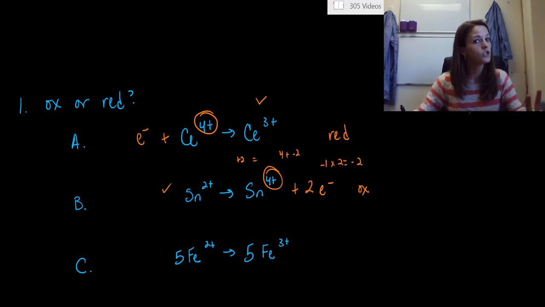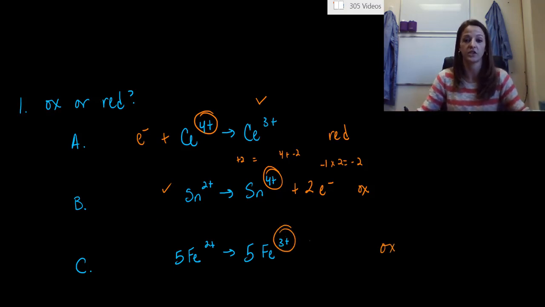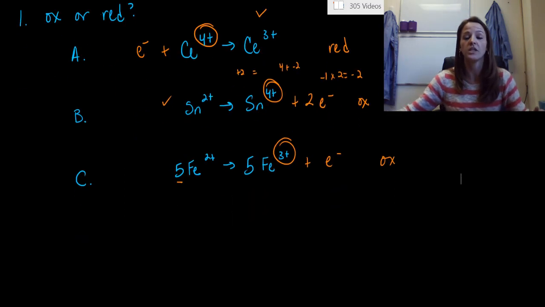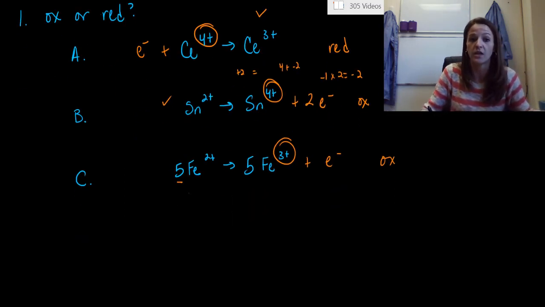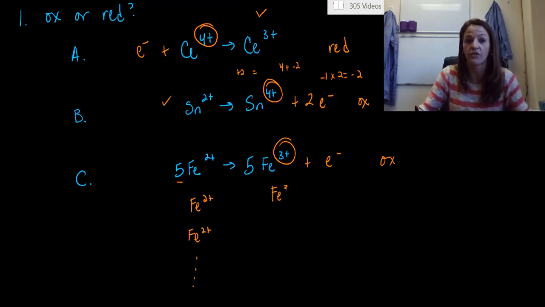So for this one, it wasn't too hard. Quickly, you can identify that 3 is greater than 2, so we're definitely looking at an oxidation reaction here. We need to add 1 electron to each side in order to balance this out perfectly per atom. Now, what we see here is that we have 5 of our iron 2+, and we have 5 of our iron 3+. So what we need to do is basically consider the fact that we have 5 iron 2+, so 5 of these, okay, so on and so forth, and we have 5 iron 3+.